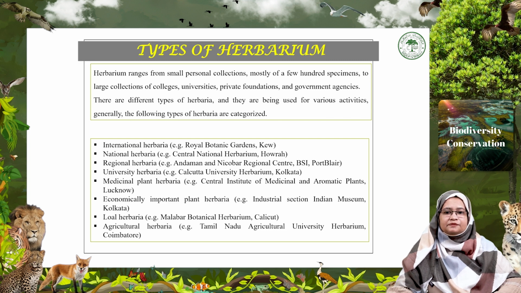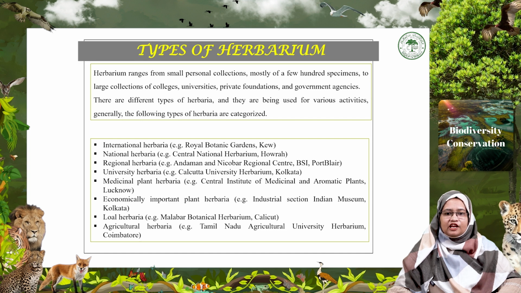Generally, the following types of herbaria are categorized: international herbaria, that is the Royal Botanic Gardens in Kew; national herbaria, that is the Central National Herbarium of Howrah; then regional herbaria like the Andaman Nicobar Regional Centre, that is BSI in Port Blair; then university herbaria like Calcutta University Herbarium in Kolkata, or Aligarh Muslim University Herbarium in Aligarh. Then medicinal plant herbaria, that is the Central Institute of Medicinal and Aromatic Plants in Lucknow.